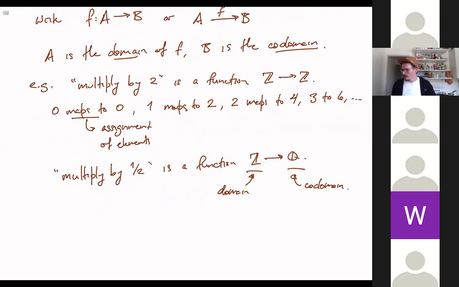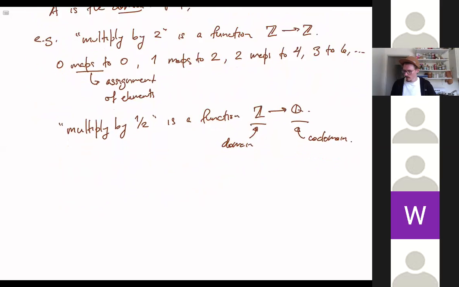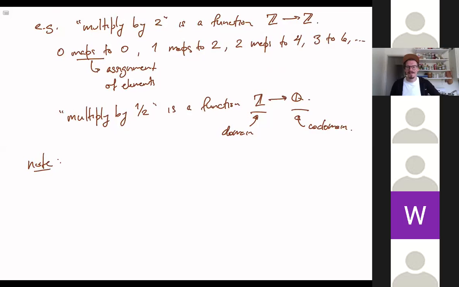And I want to make a note of this, just to be extra clear about it. I've given these things names for a reason, so don't ignore the domain and codomain. It's part of the data of the function. To give a function, you need to give some kind of rule for translating elements on one side to elements on the other side. But you also have to tell me what the sets are that you're going from and to.